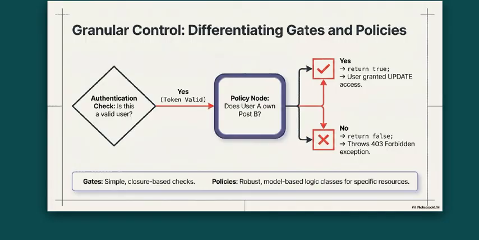Give me an example. For example, you might define a gate called Access Admin Dashboard. It simply checks if the user's role is set to administrator. It doesn't matter what specific resource they are trying to touch. If that simple function returns false, they are locked out of the entire admin section. So gates are the broad general bouncers at the front door of the club. And policies are the highly trained security guards standing outside individual VIP booths checking specific guest lists.